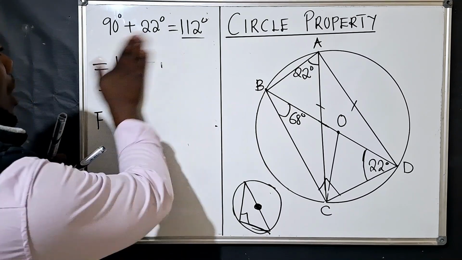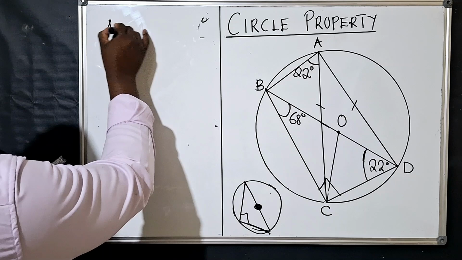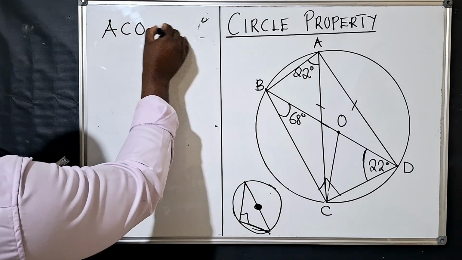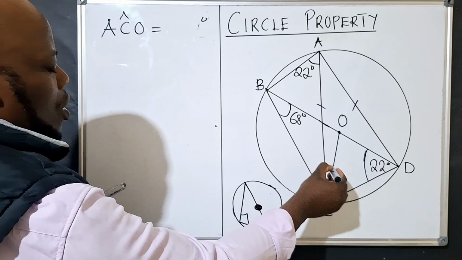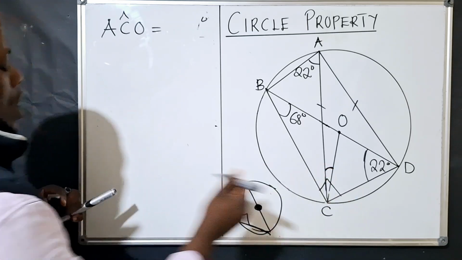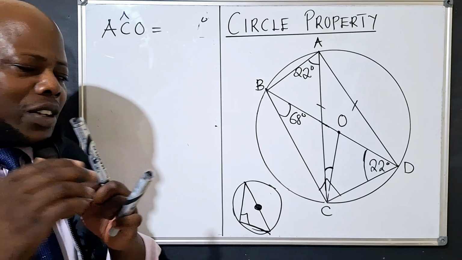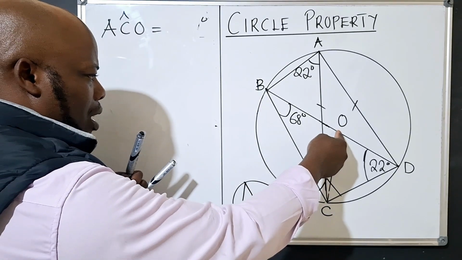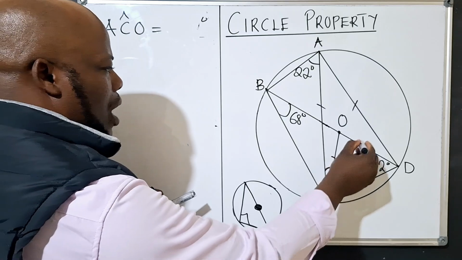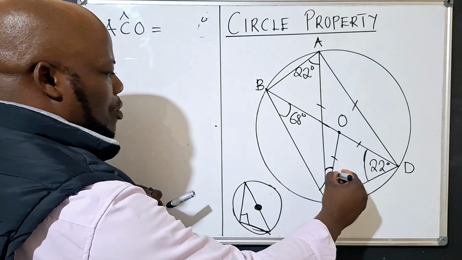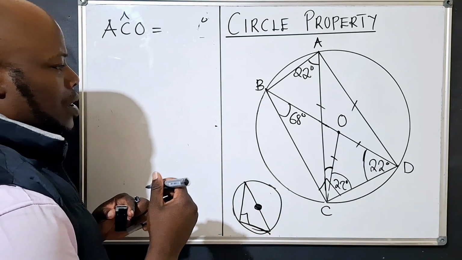For the last question right here, let me do this. For this one, they want us to find the angle ACO. So angle ACO. We are looking for this angle. So what are we going to do here? This is where we need to be very smart. Look at this. This is a center. So this is radius and this is radius. So these two are equal to each other. We can therefore say this is what? It's 22 degrees, if this is 22 degrees.